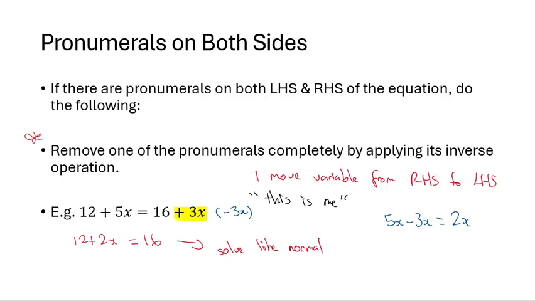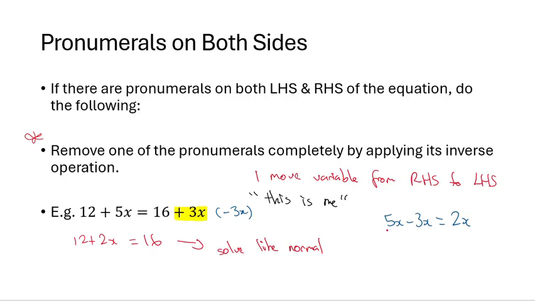I move the variable from the right hand side to the left hand side. Now, this is just me. You do whatever you want. I don't care what you want to do. You can move it from left hand side to right hand side for all I care, as long as you understand the concept of, okay, I need to get rid of this pronumeral entirely from one side. That's all. So what I'm doing is I'm going to get rid of that plus 3x. So apply the inverse operation of minus 3x. And that's what I've done.